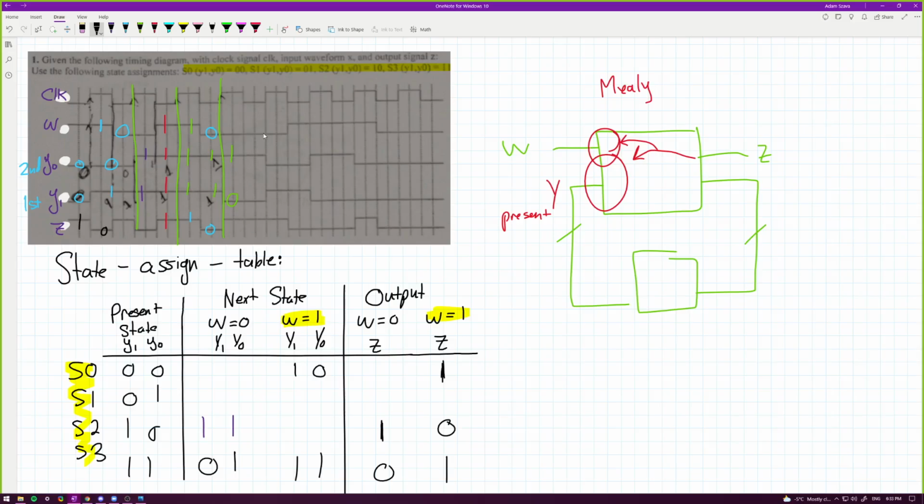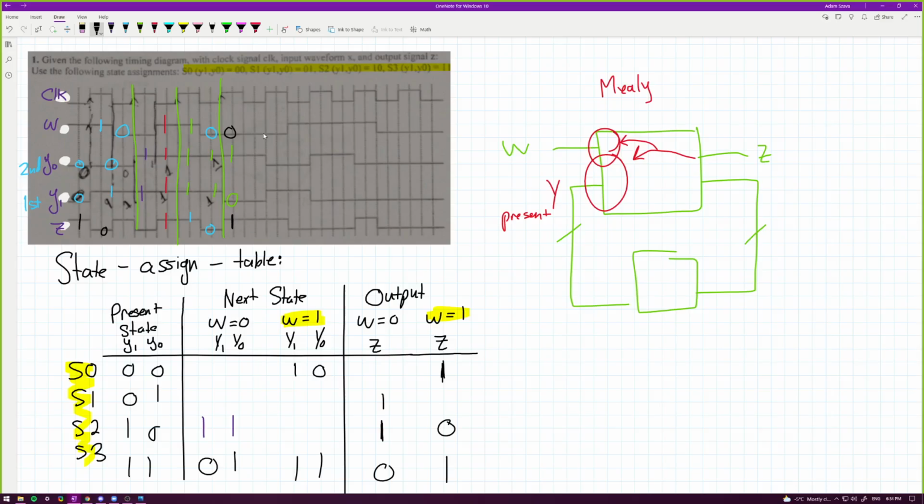So hopefully that makes sense. Good, okay. Then we can take a look at the output that's happening here. If you are in state 0-1 and your input is 0, your output is 1. So 1 there. Switch colors. Okay, that's from this one right there.